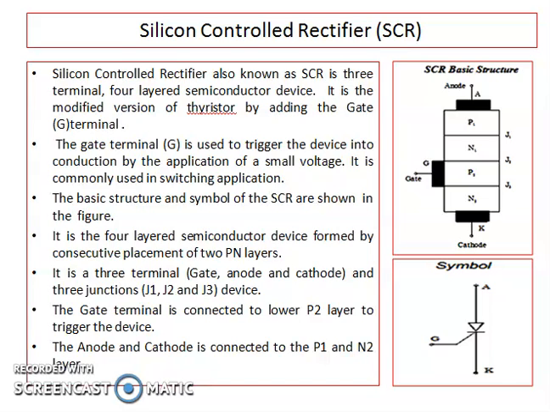The anode and cathode are connected to the P1 and N2 layers, and from the diagram of the SCR basic structure indicated here, you can clearly find that it has three junctions J1, J2, J3, and the gate signal is used for triggering purpose, and it has the four layers P1, N1, P2 and N2.